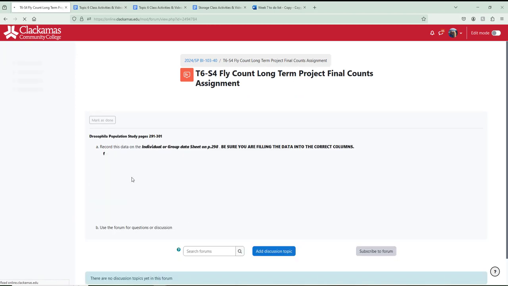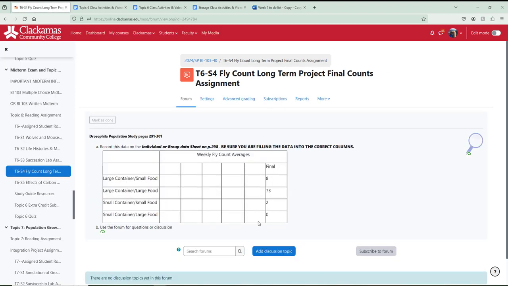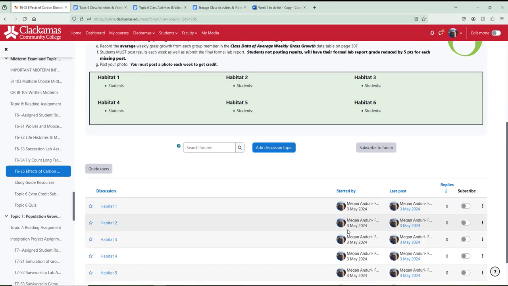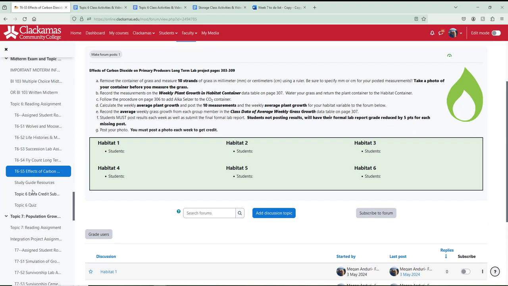Make sure you're recording the final data for the fruit fly experiment. And then you're going to continue posting your results for our habitat for our grass experiment, okay?